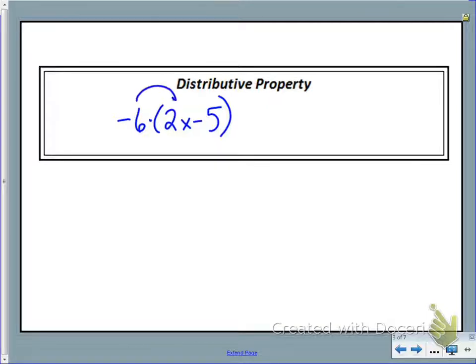So we're going to multiply the -6 with a positive 2x, which makes -12x, and -6 times a -5, which makes the positive 30. This is often the mistake people make, because they forget their double negative makes a positive. So just be very careful with that when you're using the distributive property.